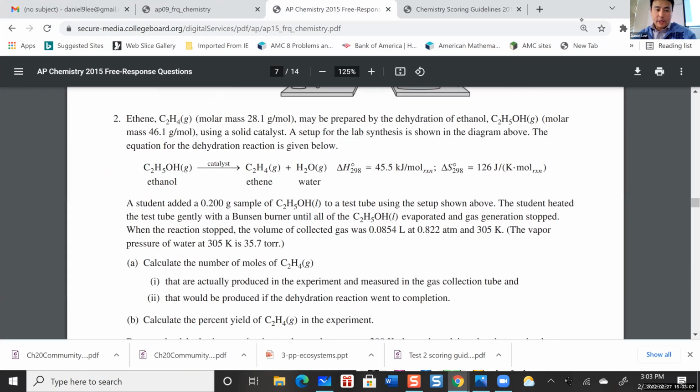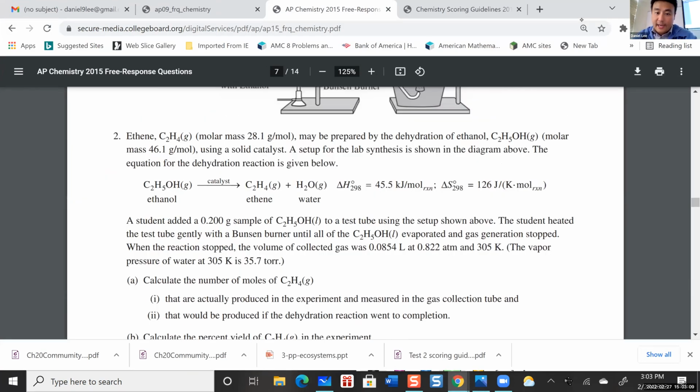If you look at question number 2, you can see right away delta H is positive. Whoops, sorry, I took out the... Okay, so you guys are still there, right?